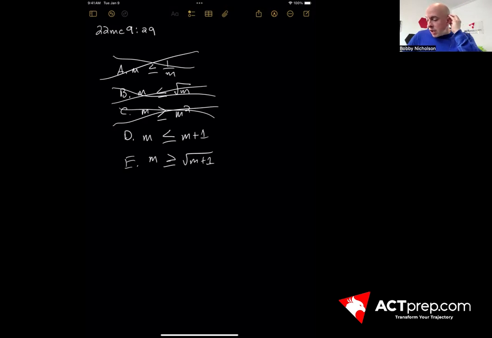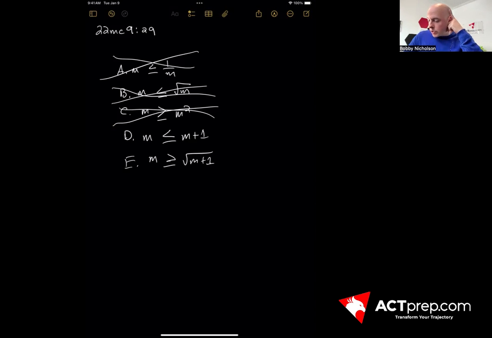Answer D. Answer D looks like it will always be true because this has to be a positive integer. And even if it was negative, anytime you're just taking that number and adding 1 to it, it's always going to be bigger than whatever that number was. So that looks like it, but we'll just see if we can eliminate E.